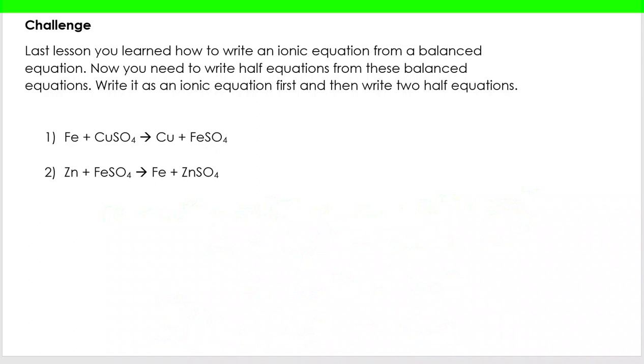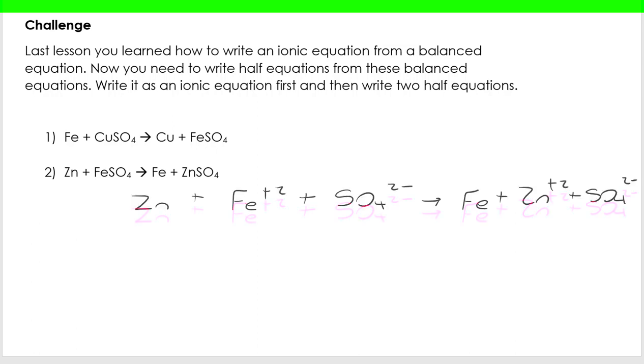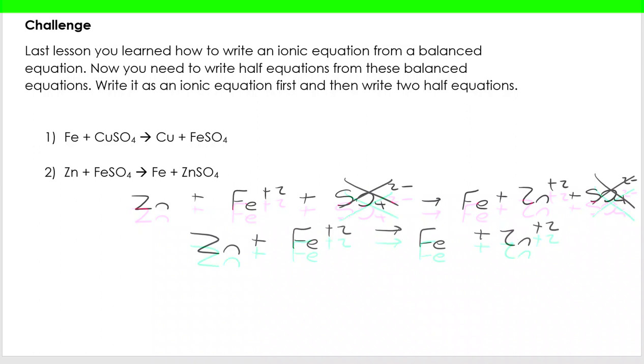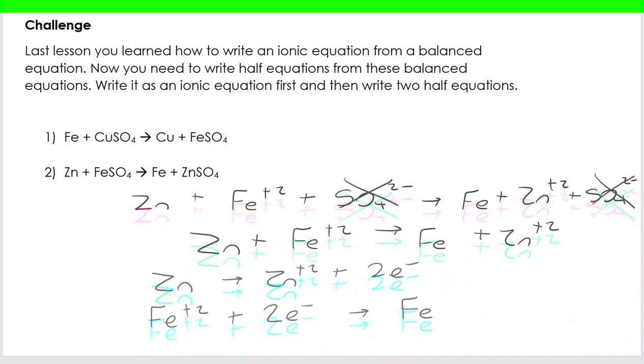Second equation, and in this one I'm breaking down the iron sulfate and the zinc sulfate, so Fe2+, SO4 2-, Zn2+, SO4 2-. My sulfate ions are spectators, let's get rid of them, rewrite the equation without them, and then I can build my two half equations. My Zn is oxidized to Zn2+ plus 2e-, and my iron ions gain electrons and are reduced to iron.